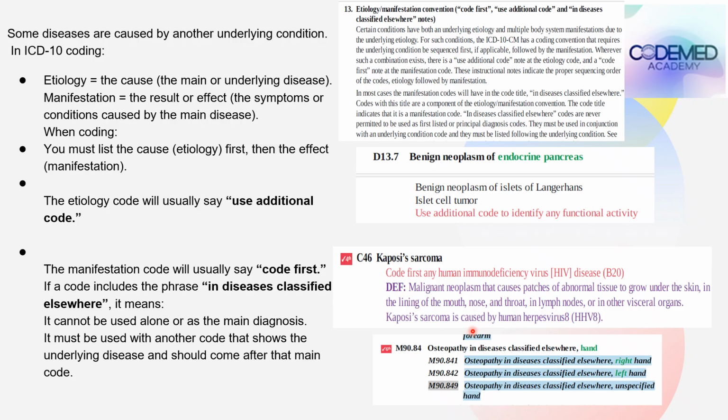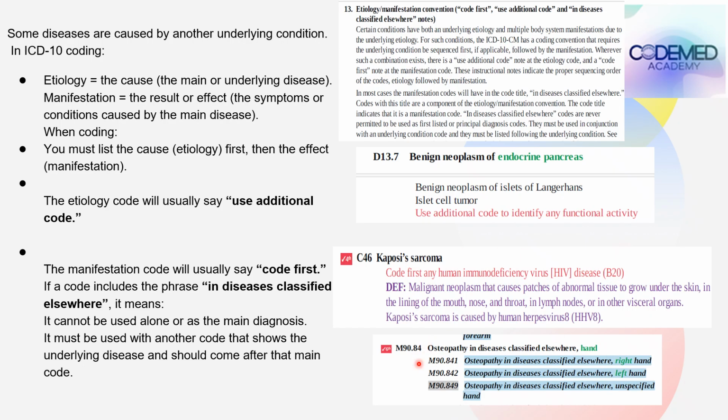Now come to the code first. Now this terminology, it is written below this code C46. Below that it is written code first HIV. So what happens is Kaposi sarcoma is a manifestation of HIV. What has come first? HIV. So I will write this code first followed by this. So what is this code? This is the manifestation code and this is the etiology code.